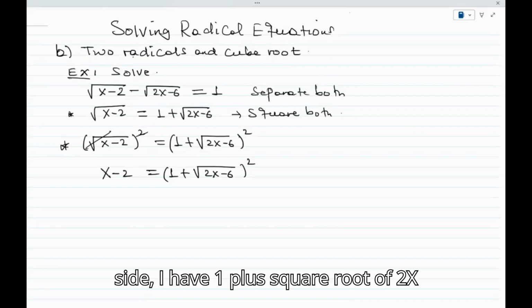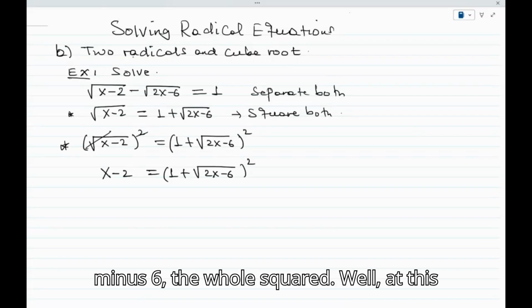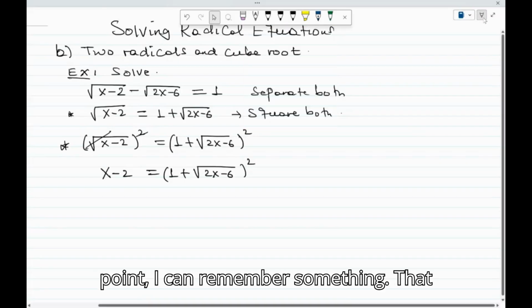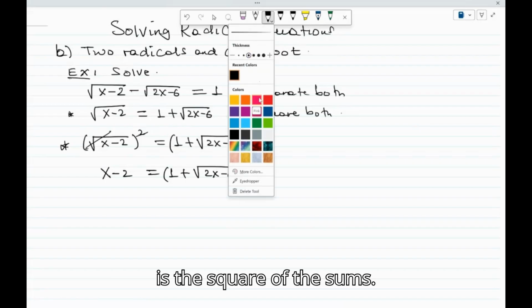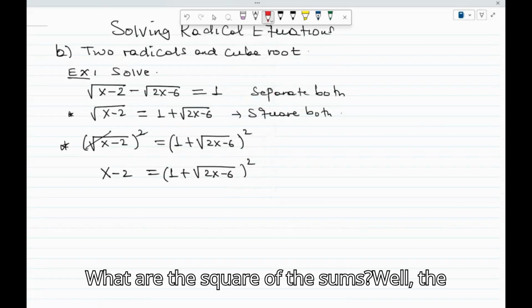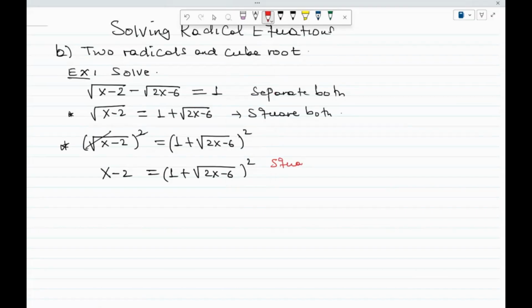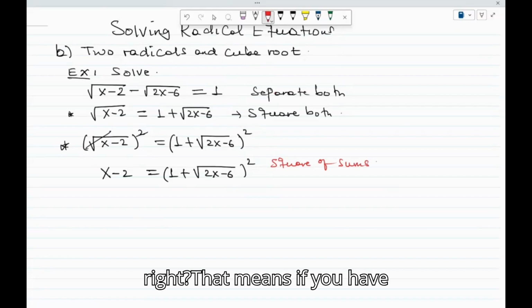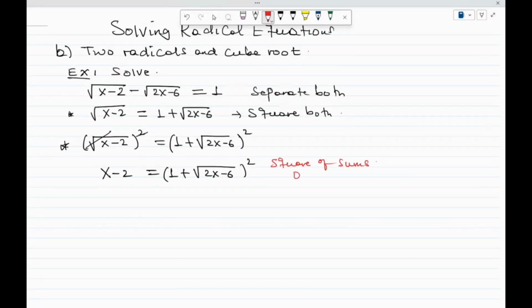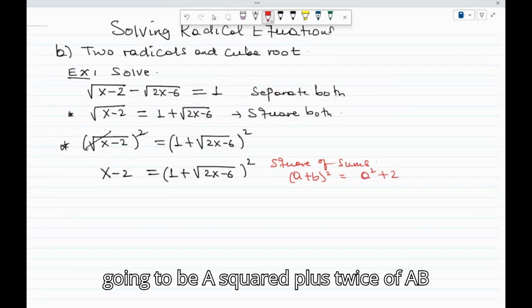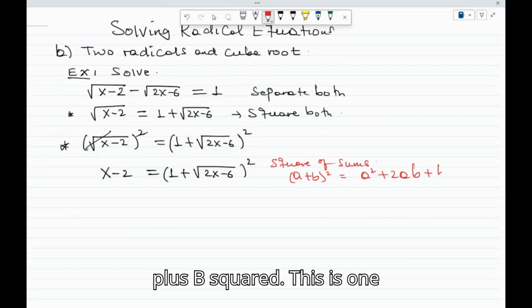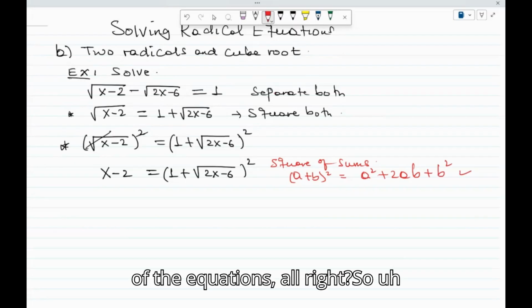On the right side, I have 1 plus the square root of 2x minus 6, the whole square. Well, at this point, I can remember something: the square of the sums. What is the square of a sum? If you have a plus b, the whole square, this is going to be a squared plus twice ab plus b squared. This is one of the formulas, all right?